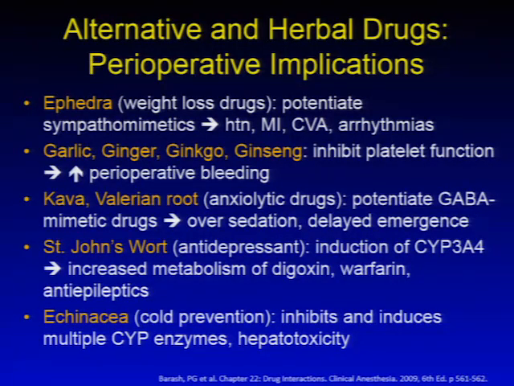St. John's wort, which is used as a herbal antidepressant, induces multiple enzymes, particularly the CYP3A4 enzyme system, and can increase the metabolism of many drugs such as digoxin, warfarin, and antiepileptics. And finally, echinacea, which is used in cold prevention. This can inhibit and induce multiple CYP enzymes and also is hepatotoxic.